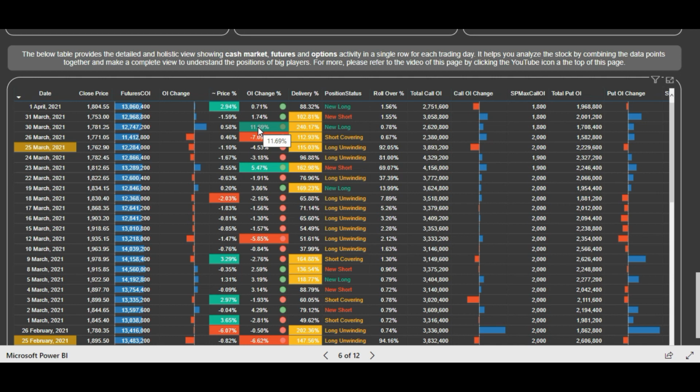So friends, in this way you have to make a view. You have to define a zone where to buy and where to sell. And you have to follow this data daily, because the data changes on a daily basis.